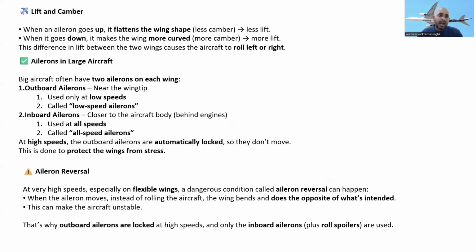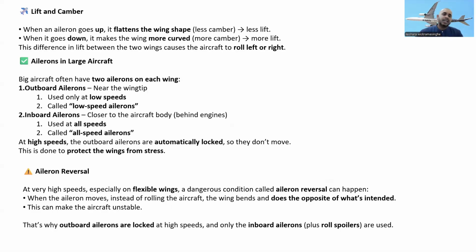Just remember, at high speed the outboard ailerons are automatically locked, so they don't move. This is done to protect the wings from stress. Maybe this one can be a question in your EASA examination.